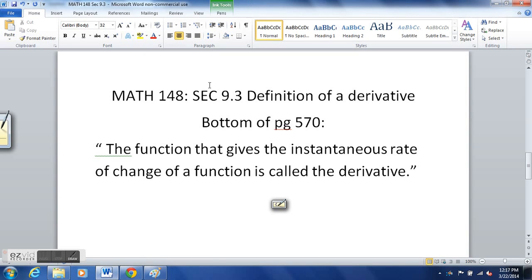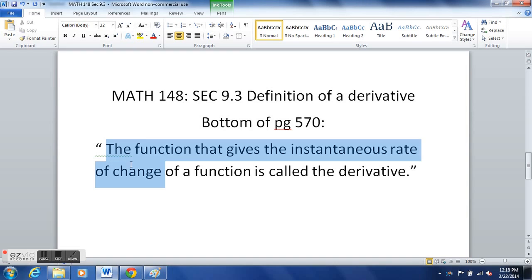Hi guys, this is Math 148 in section 9.3, and the other important topic, in addition to the average rate of change that we cover in this section, is the definition of a derivative. It's very mathy and heady and a lot of language, but here's the gist of it. On the bottom of page 570, your author writes, the function that gives the instantaneous rate of change of a function is the derivative. So this is a little hard to understand.